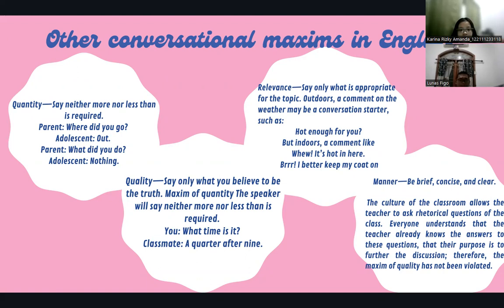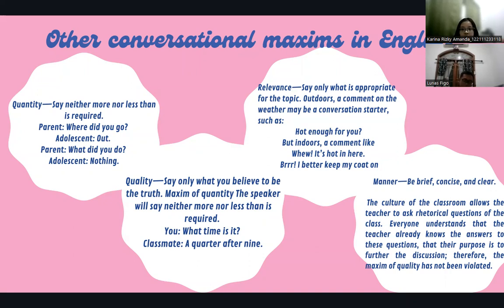The next is relevance. Say only what is appropriate for the topic. Outdoors, a comment on the weather may be a conversation starter, such as "Hot enough for you?" But indoors, a comment like "Whew, it's hot in here," or "Brr, I keep my coat on," in this exchange, can be interpreted as a request for air conditioning, heating, closing the door, opening a window, whatever will be relevant to the situation. This kind of comment functions as an indirect request.